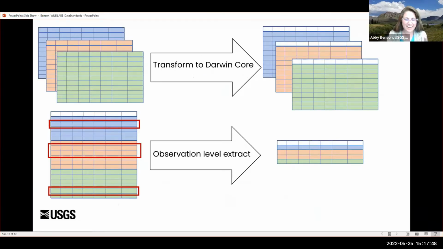And so, okay, I'm excited. Let's get our data in here so it can be used. How do I do it? Well, for GBIF, one of the main standards that are used is Darwin Core.